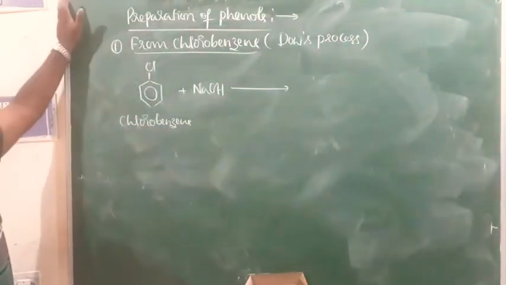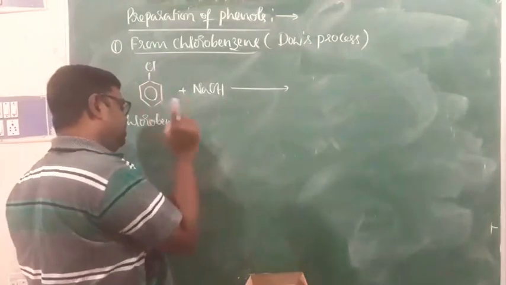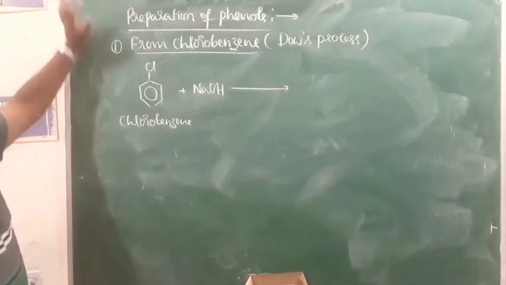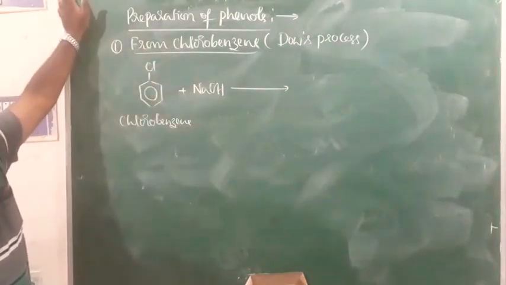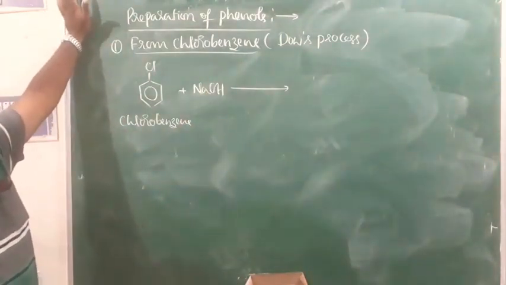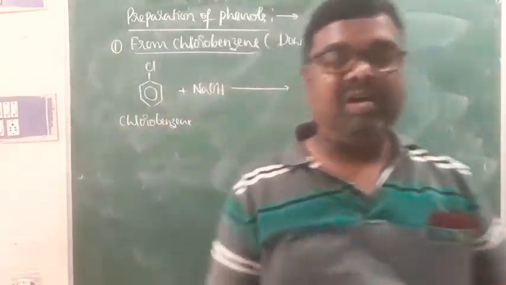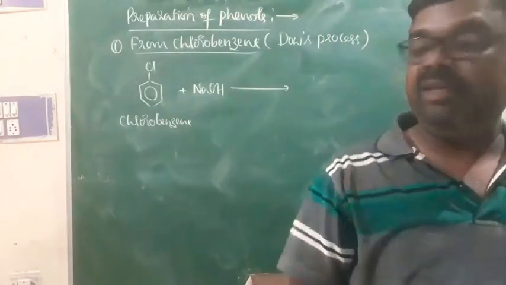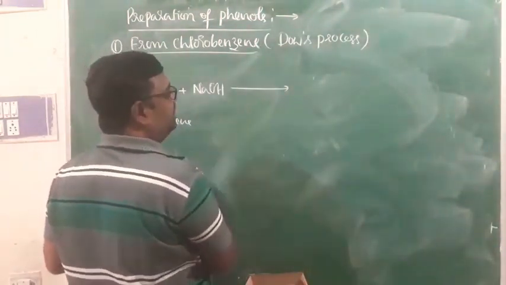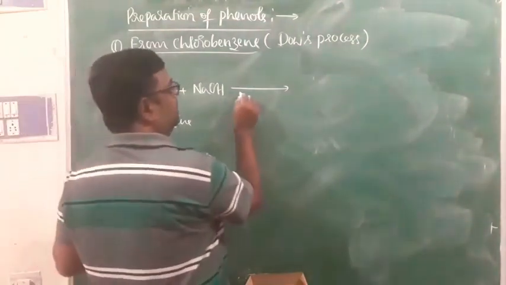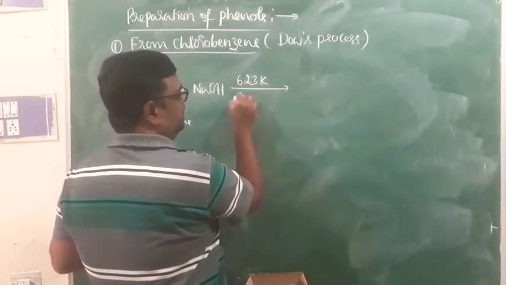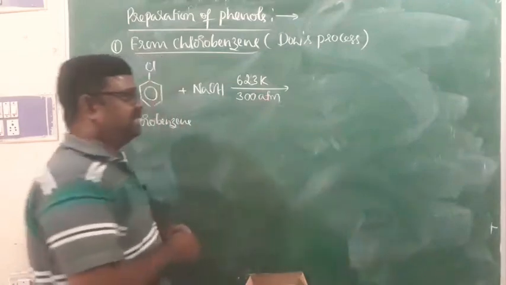When chlorobenzene is heated with sodium hydroxide solution, nucleophilic substitution takes place and the chloro group is replaced by the OH group. Nucleophilic substitution takes place under drastic conditions, because you know haloarenes do not undergo nucleophilic substitution reactions easily, and because of that you are supposed to maintain very high temperature and very high pressure. A high temperature of around 623 kelvins and a high pressure of 300 atmospheres. These are the drastic conditions required.